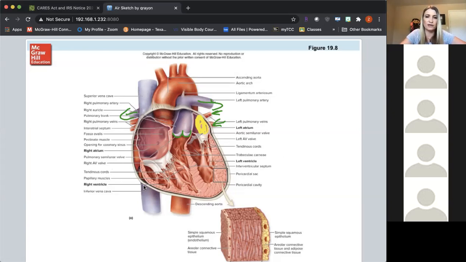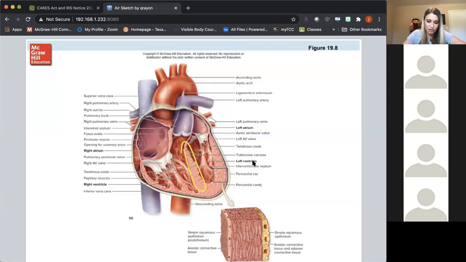Something else that I want to point out on this image here is that the wall between the two ventricles is the interventricular septum. So that's this. Septum is something that divides an area, okay? It's like a partition, okay? So interventricular septum means that it's between the ventricles. So that's interventricular septum.